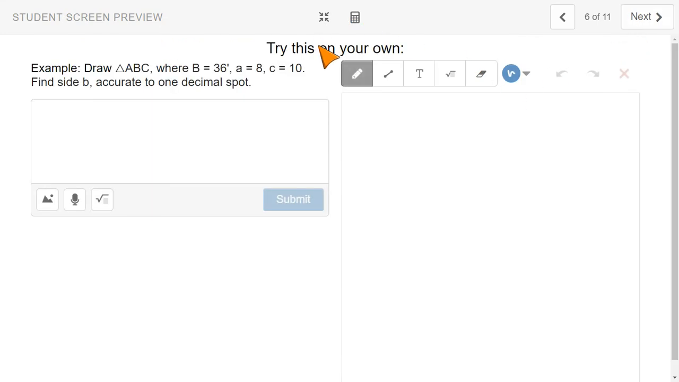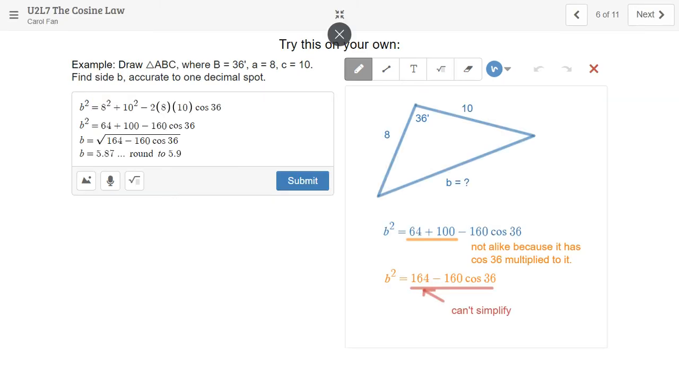On the next slide, I'd like you to try this on your own. Pause it, and I will post the answer soon. This is the solution to the question that you're trying on your own. I just want to point out once again that these ones can't be simplified because they're not like terms. And so you would take the square root of it to get your rounded answer of 5.9.